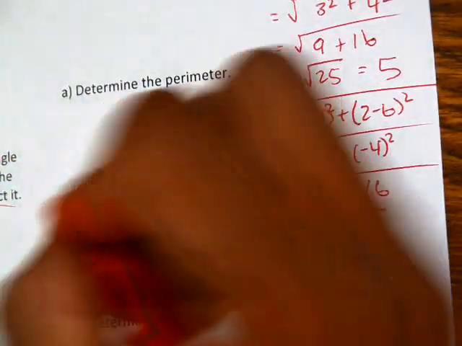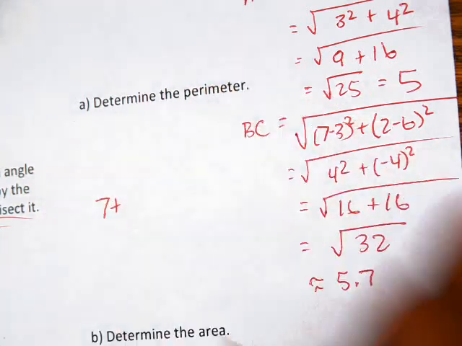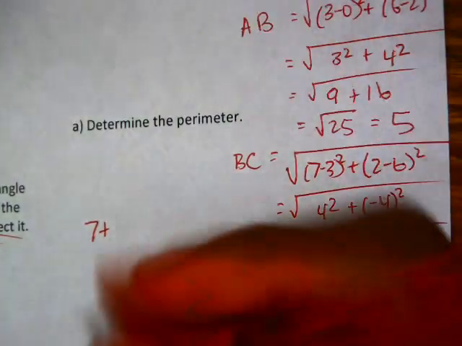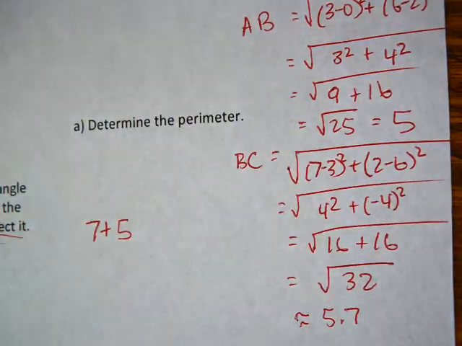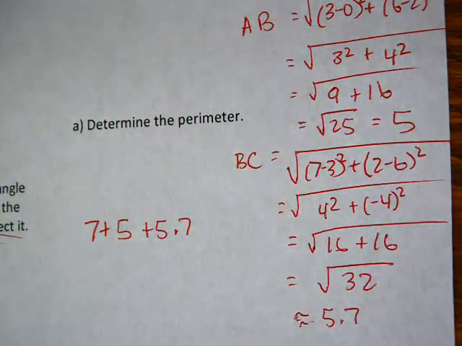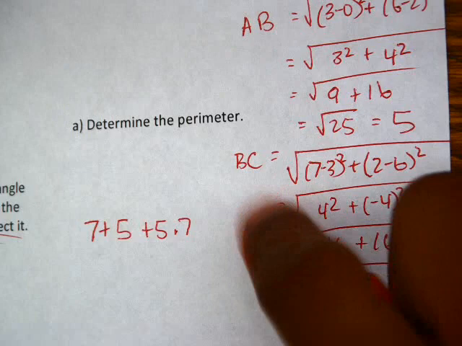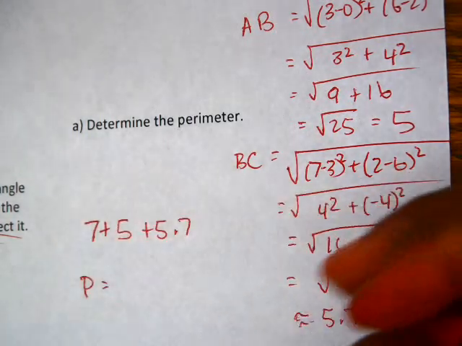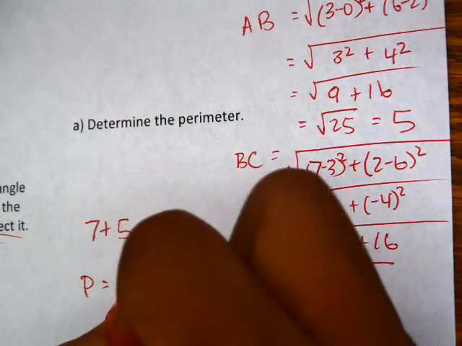So to find the perimeter, I add up all the sides. I do 7, which is the length of AC, plus 5, which is the length of AB, plus 5.7, which is the length of BC. So that perimeter is 17.7 units.